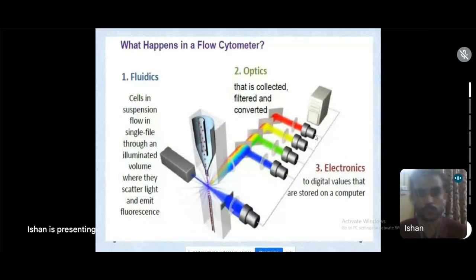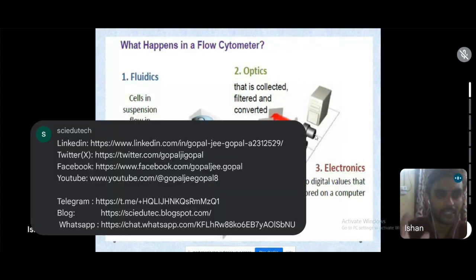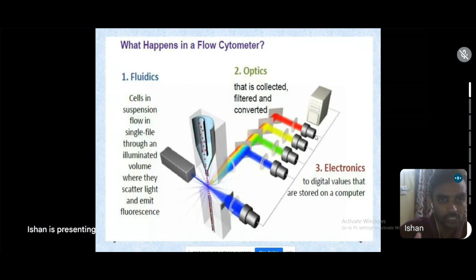Now, what happens in a flow cytometer? As I was telling you, you might have got an image at the back of your mind. That can be seen in this figure also. There are three components which make this a flow cytometer: fluidics, optics, and electronics. The fluidics part says that the cells are in suspension and flown in a single line through an illuminated volume where they scatter light and emit fluorescence.